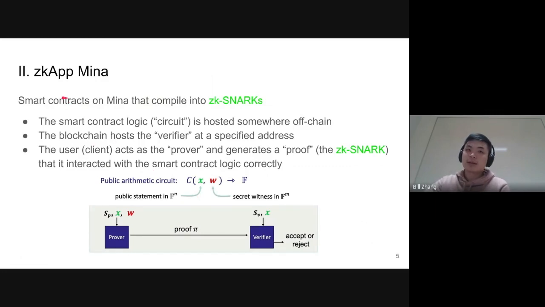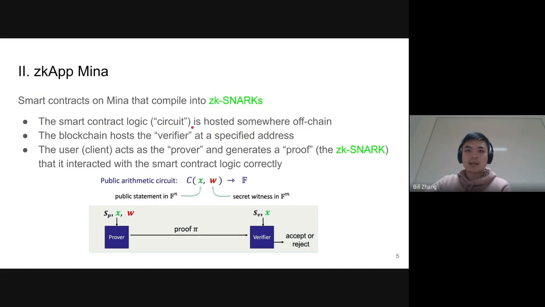For this, I think about ZK apps as smart contracts on Mina that compile into ZK snarks. This is in contrast to, say, smart contracts on Ethereum that compile into EVM bytecode. And that's where the similarities stop, because there are a lot of innovations that ZK apps bring with them. Namely, first, the smart contract logic of a ZK app is not hosted on-chain. It's hosted somewhere off-chain.